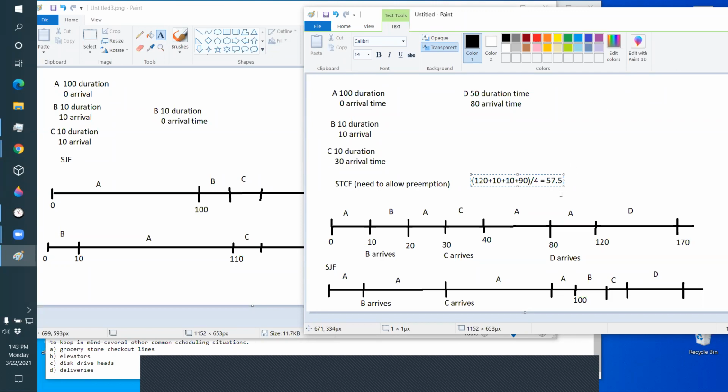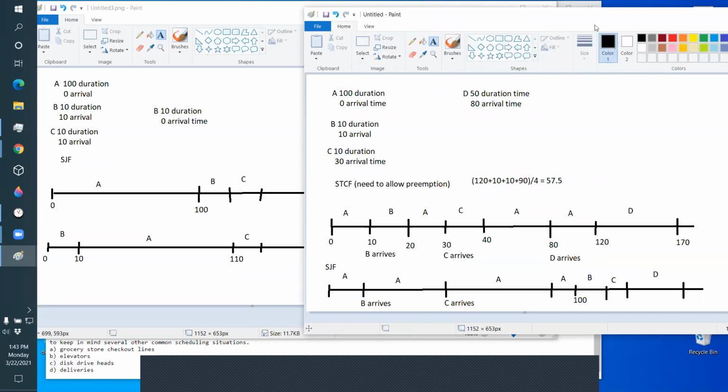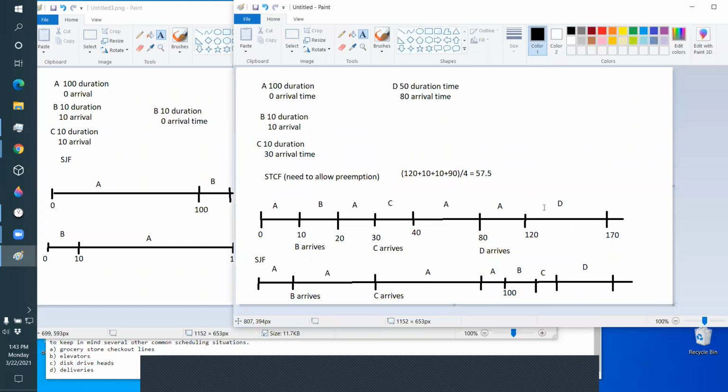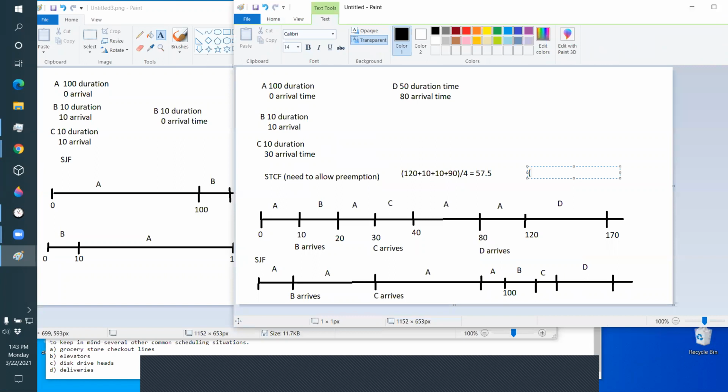Now, what about down here? I'll do the calculation for the other one on the side. Shortest job first. Let's do the average turnaround time. A arrives at time 0 and is done at time 100. So his turnaround is 100. Now, what about B? B arrived at time 10 and was done at time 110. So his turnaround time is 100.